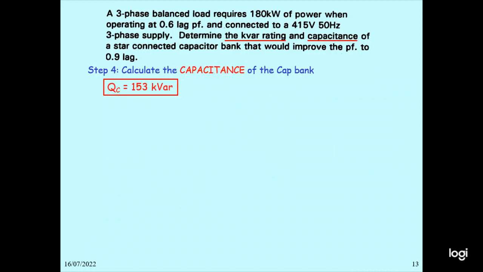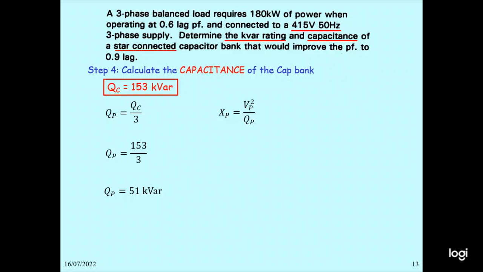So for the three-phase balanced load, we have to calculate the capacitance of the capacitor bank. So QC is 153 kVA. The QB is equal to QC divided by 3 because of the three phases, right? For every phase, the phase reactive power can be calculated as QC divided by 3. It is 153 divided by 3, you get 51 kVA.